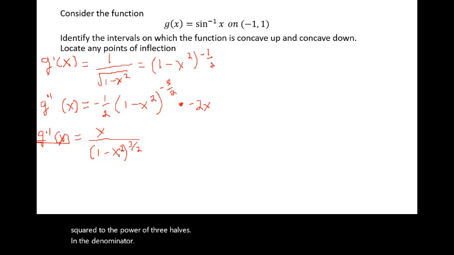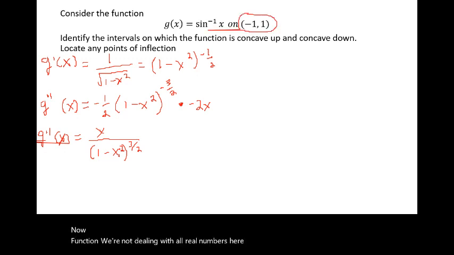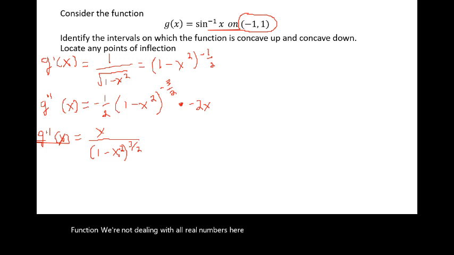Now, the function, we're not dealing with all real numbers here. We are only dealing with the open interval -1 to 1. So that means that -1 and +1 are not included in the domain, and it's not asking for concavity at those points. So if -1 or 1 come up as a potential inflection point, we get to ignore them because they're not going to be included in this.